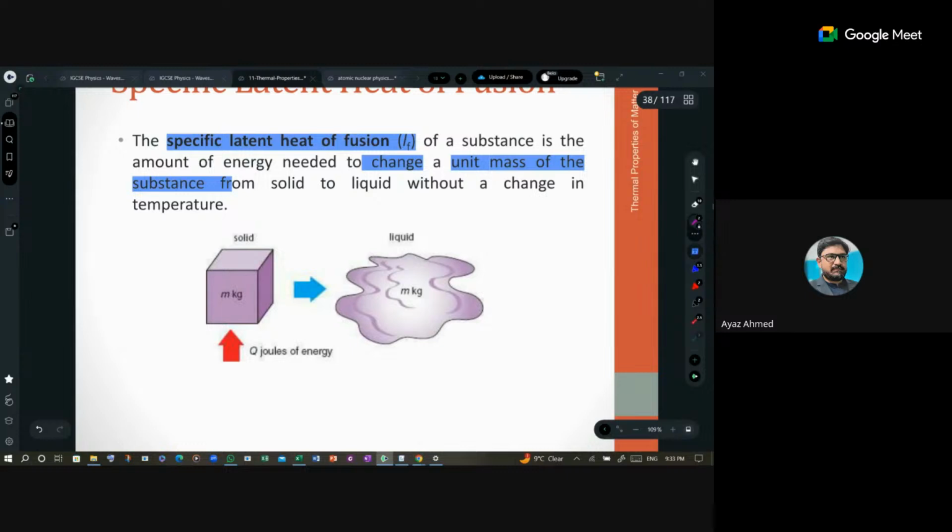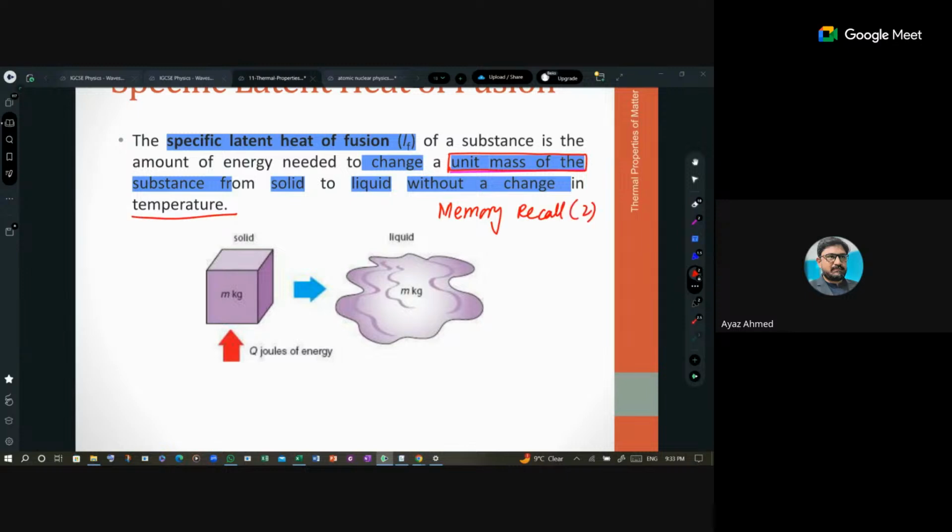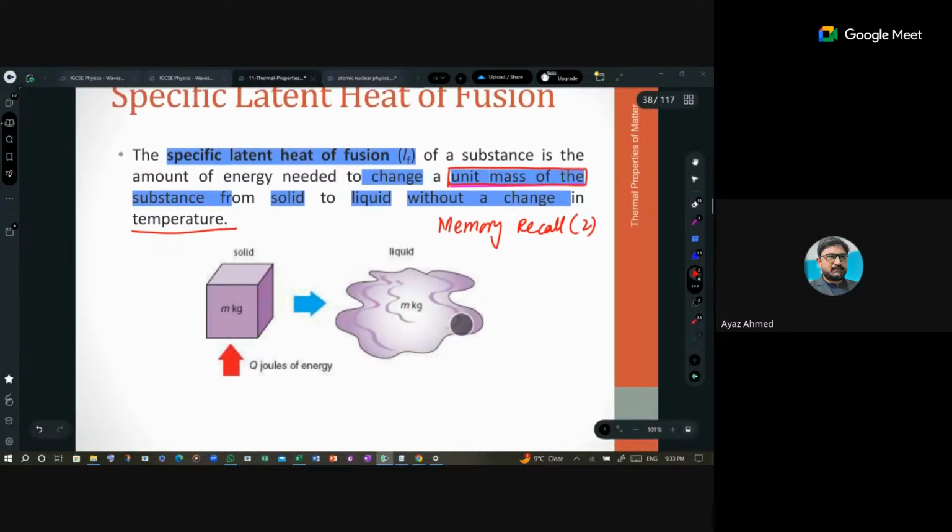Really, really important point that I was talking about. For 1 kg, for a unit mass, what amount of heat is required for 1 kg of the substance to change it from solid to liquid without changing its temperature? You have to recall this. Actually, this is memory recall, exactly asked for 2 marks, right? So please recall it as it is for 2 marks. That is called your specific latent heat of fusion.